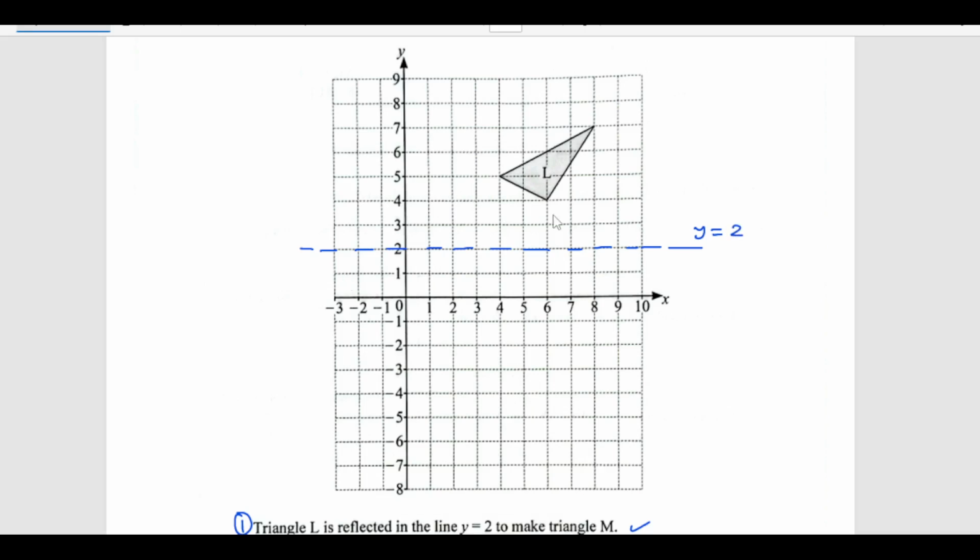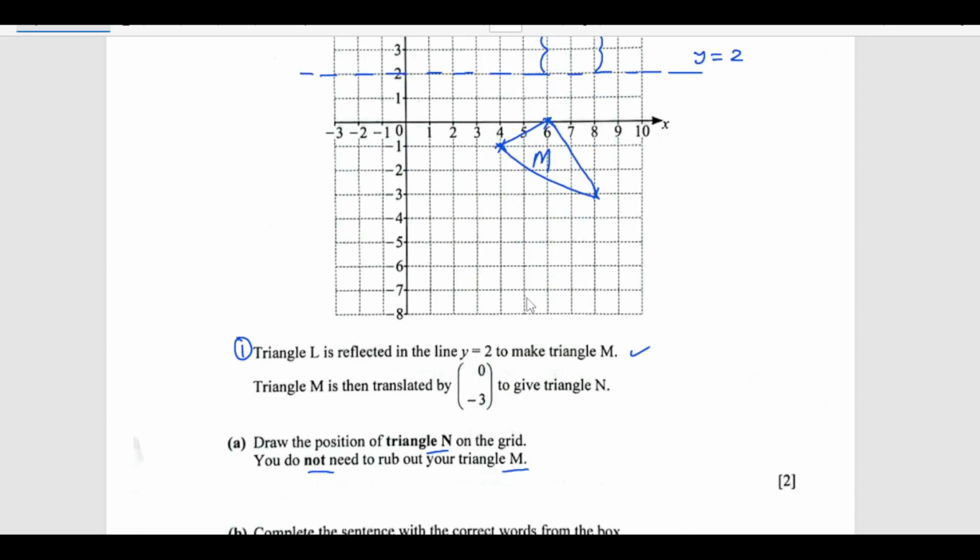If I move this from the mirror line 2 squares up, we will go 2 squares down. So, this vertex comes here, and the other one is 1, 2, 3, 4 and 5, so we will go 5 down. So, it is here. This one here is 3 units up and 3 units down, so it is going to come over here. So, we will join this, and this is our triangle M. This first step is done.